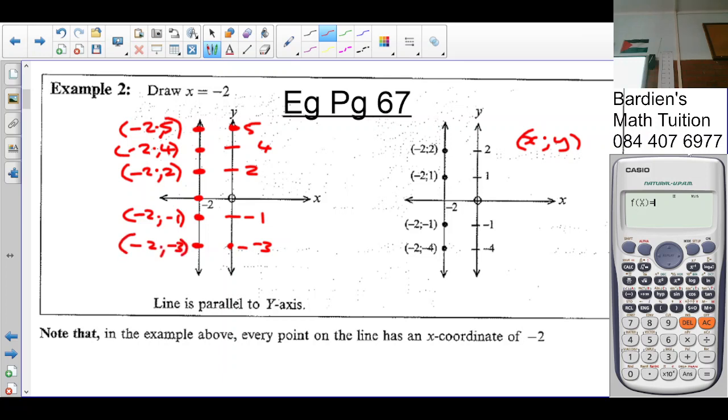Well, what do you notice now? There's a consistent x value of negative 2, or every point has an x value of negative 2. Note that in the above example, every point on the line has an x coordinate of negative 2. You write that note down there as well.